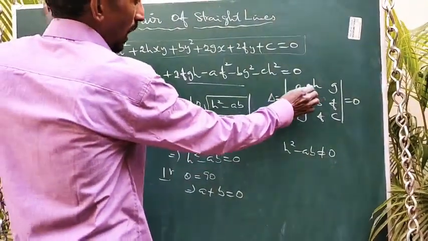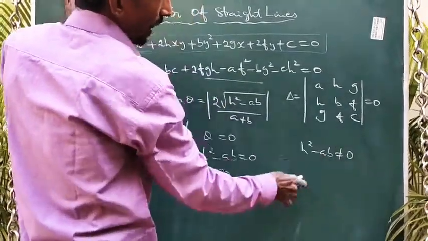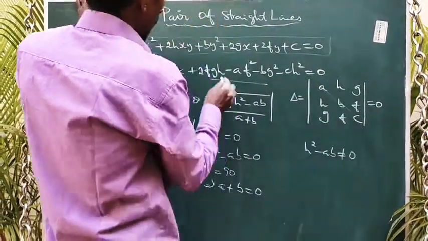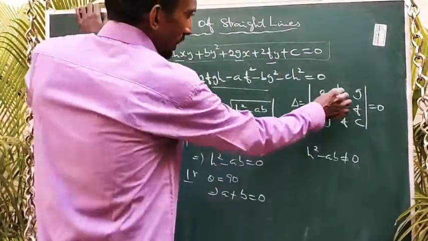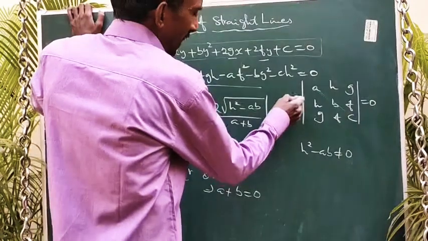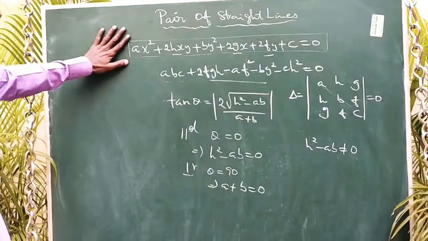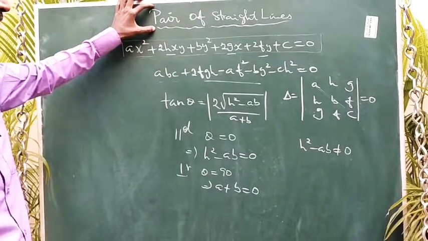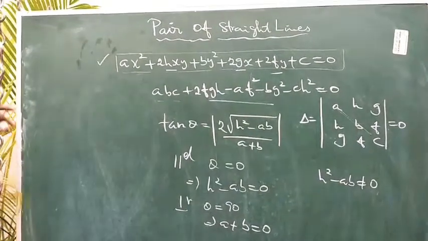Determinant, first row a h g, h b f, g f c. It is easy to write. So look here, the leading diagonal is a b c, then h g f, that is the order. So h g, g f, we can fill it up easily without needing to mark it. If we take the determinant as delta, if delta equals 0, this second order equation represents a pair of straight lines.